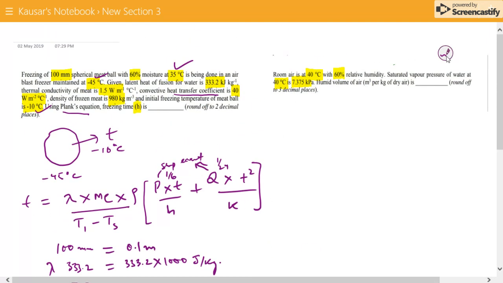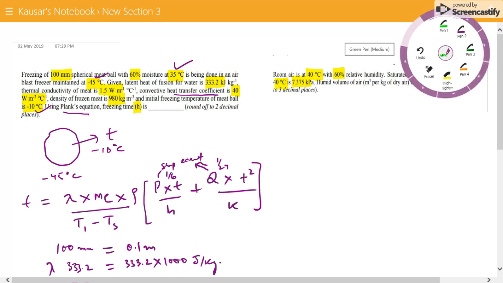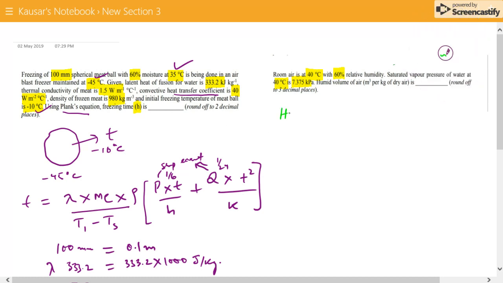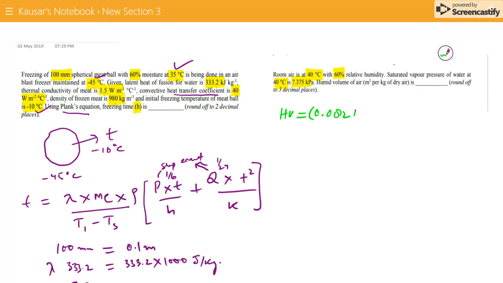So in the next numerical, we have to calculate the humid volume. For calculating the humid volume, we have to use a formula, and the humid volume formula is 0.082 into dry bulb temperature, which is given in the numerical as 40 degrees centigrade, plus 22.4, multiplied by 1 upon 29 plus W, which is humid ratio, upon 18.